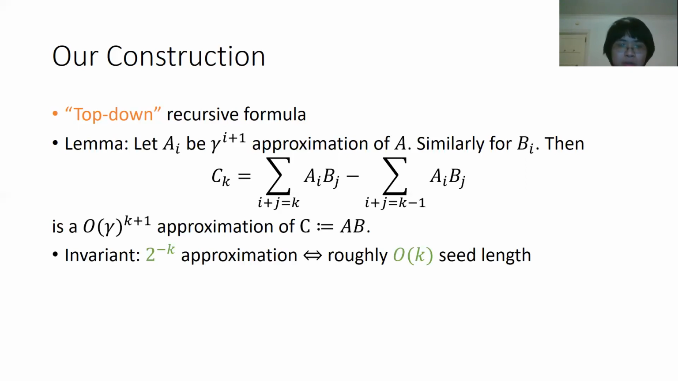So we will also maintain the invariant that for these AI, BI, CK, if they are a 2 to the minus k approximation of some random walk matrix, then they also have roughly linear in k C length, so that our final construction has C length roughly log 1 over epsilon.